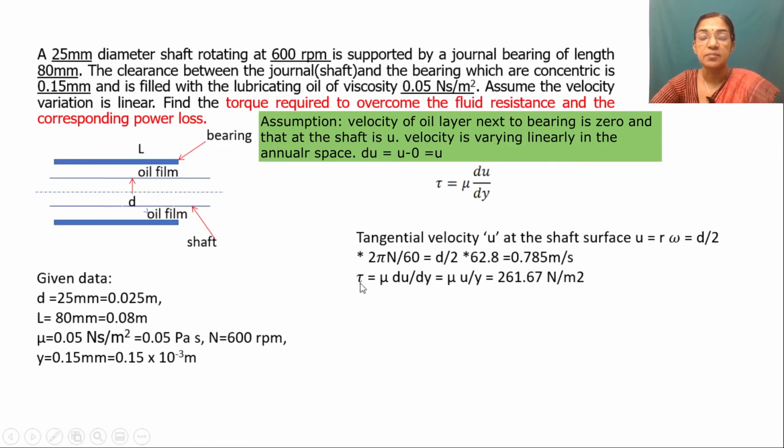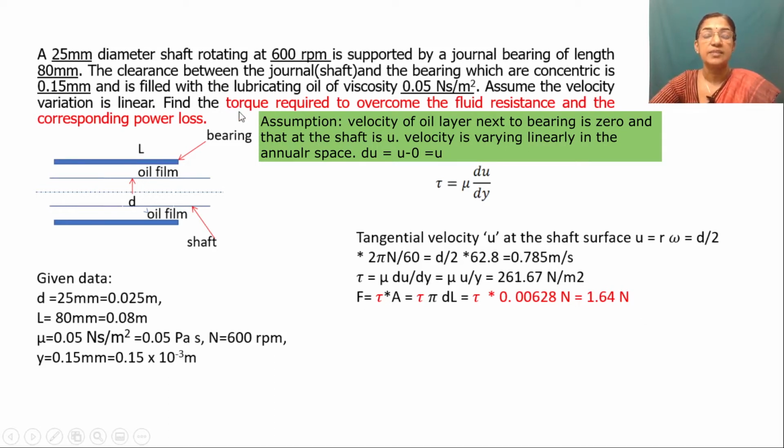So shear stress multiplied with the contact area, that is pi dl, will give you the shear force. So shear force can be calculated as shear force equals shear stress into area. Shear stress we calculated already, so this multiplied with pi dl gives you the shear force. So now shear force is also calculated.